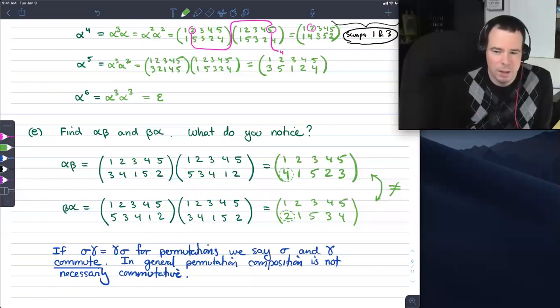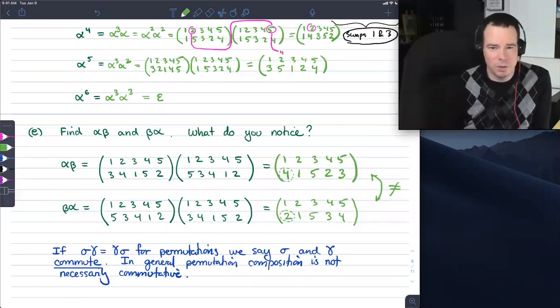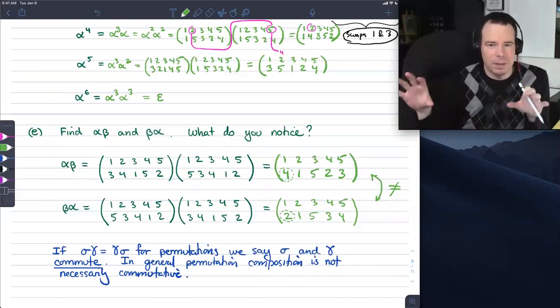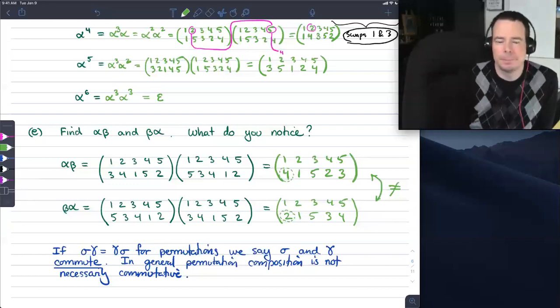Let's just say one of the permutations swaps 1 and 2, and the other permutation swaps 3 and 4. Then it doesn't matter which order you do it in. Swapping 1 and 2, swapping 3 and 4. I could swap 1, 2 first and then 3, 4, or I could swap 3, 4 first and then 1 and 2. So in some sense, when the two permutations are acting on different collections of objects, they will commute with each other. It doesn't matter which order you perform them in.